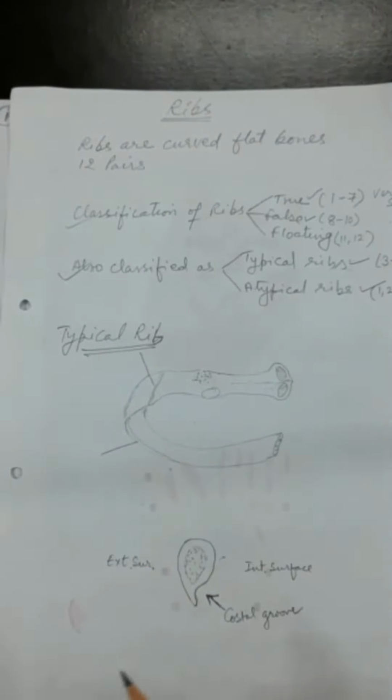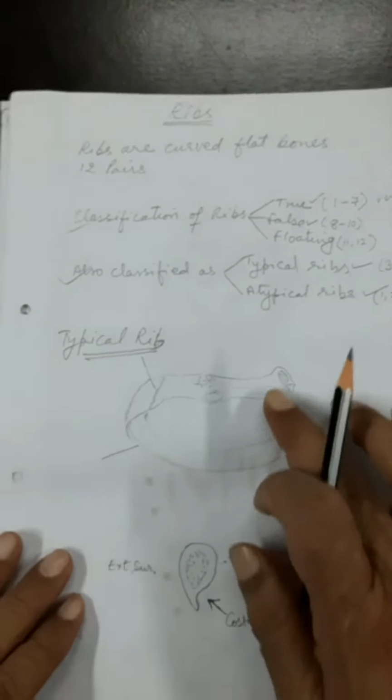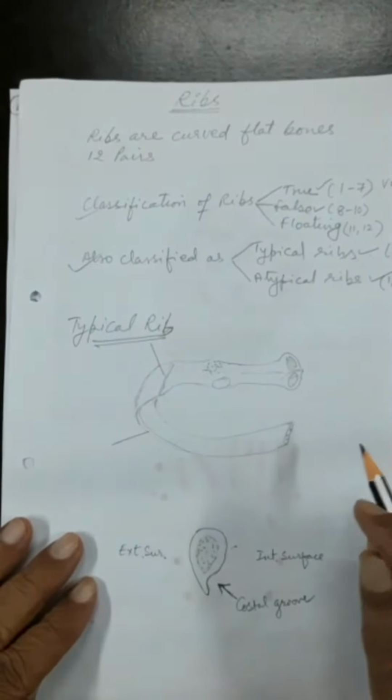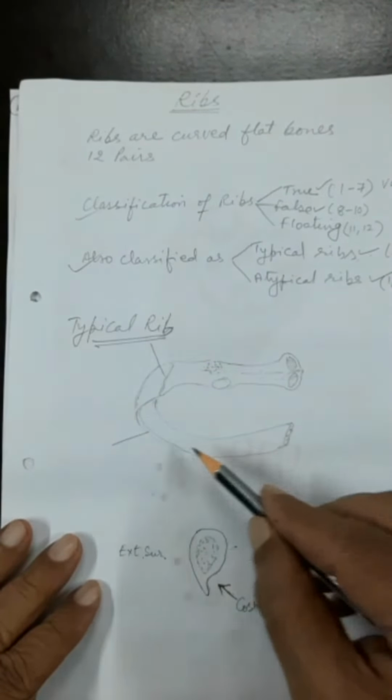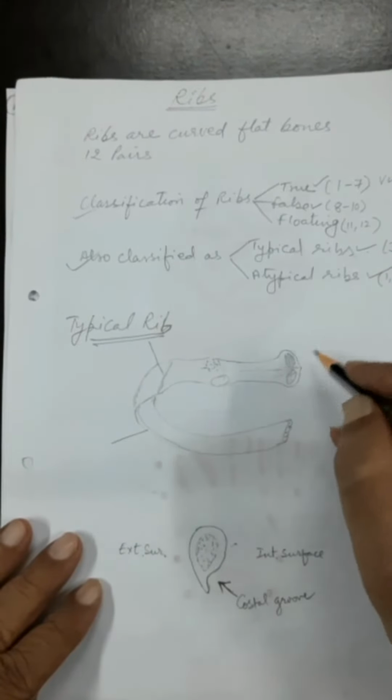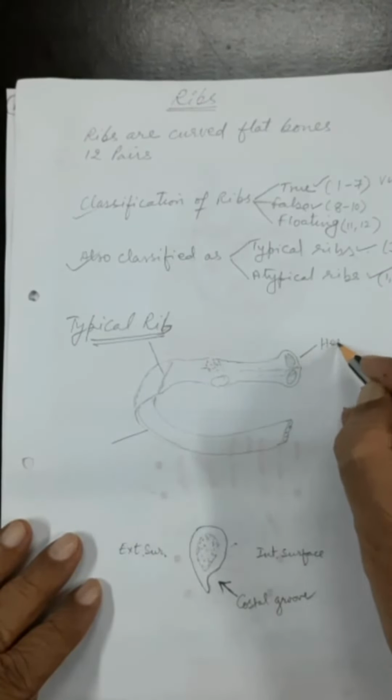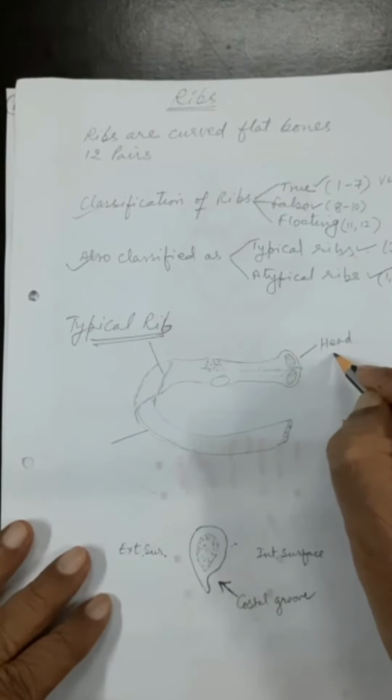Let me now tell you very briefly about the general features, which will enable us to determine the side of the rib, because they are bilateral bones, right side and left side. 12 on the right side and 12 on the left side. Let us see first in this picture, where I have drawn a rib here, and as I said, the rib is a flat curved long bone. Now this is the head, which is towards the vertebral column.